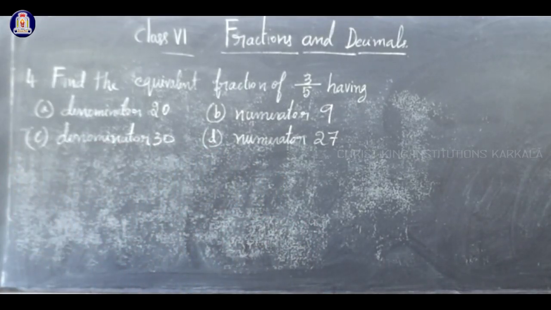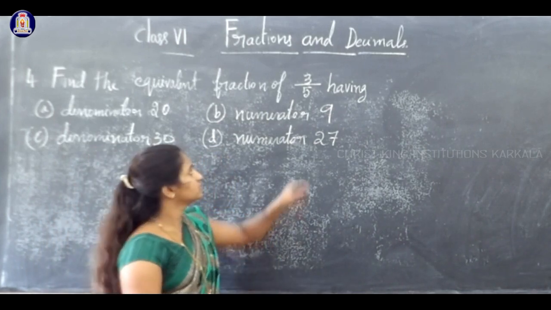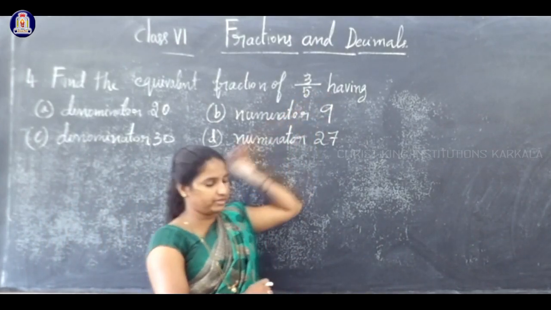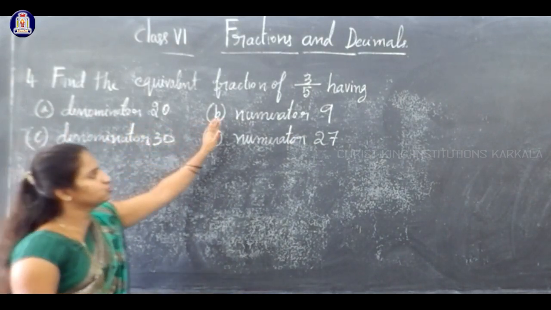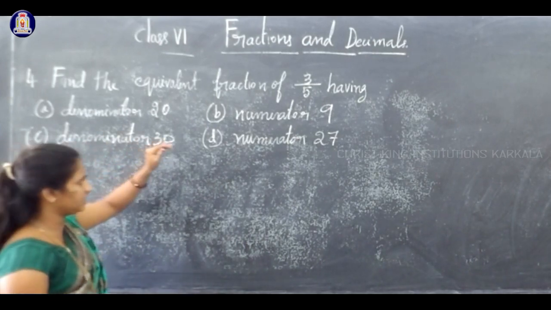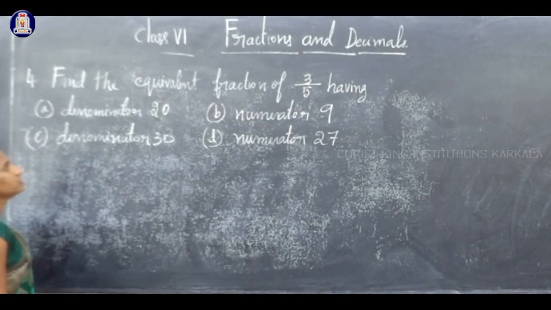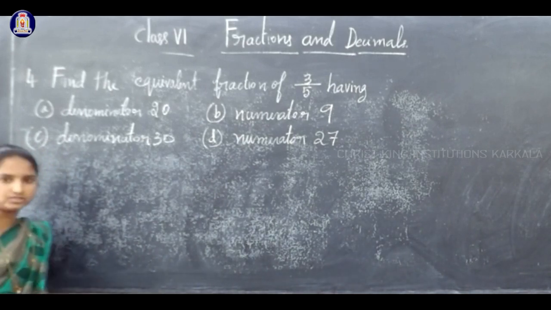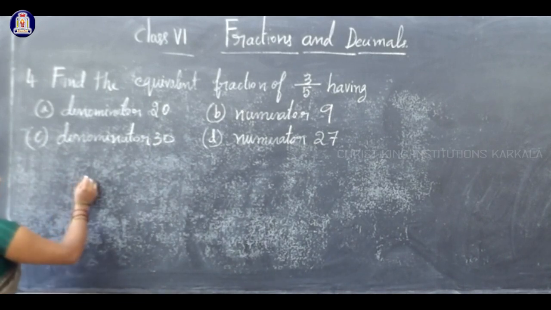Find the equivalent fractions of 3 by 5 having A, the denominator 20, and B, numerator 9, and C question, denominator 30, and fourth one, numerator is 27. So now you have to find equivalent fractions of 3 by 5.